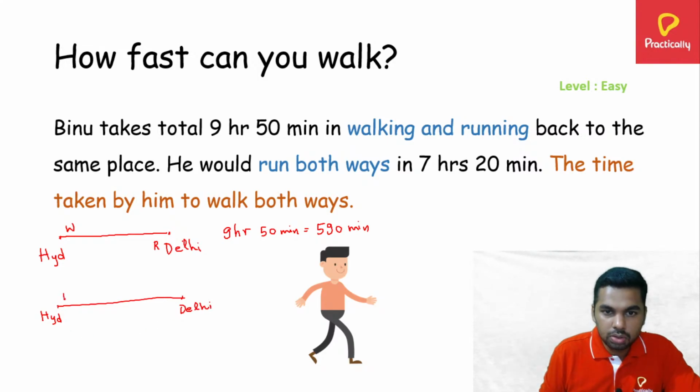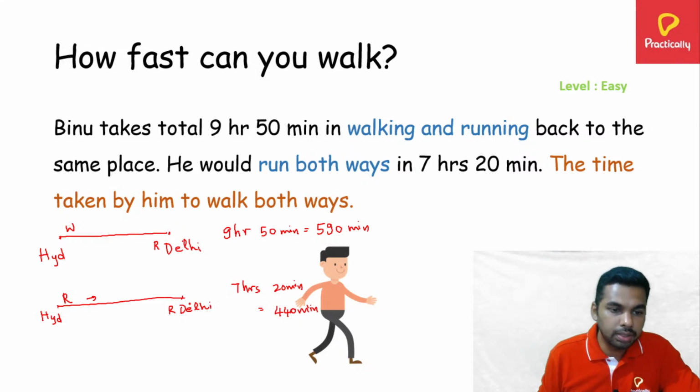Now we go to the second operation, which is again Hyderabad to Delhi. He runs in both directions, and it is 7 hours and 20 minutes. All right, so what does this mean? 7 hours meaning how much? 7 times 60, which is 420. 420 plus 20 is 440. So it is 440 minutes. So Hyderabad to Delhi, running in both directions, is 440.